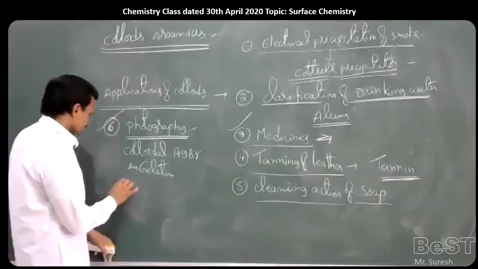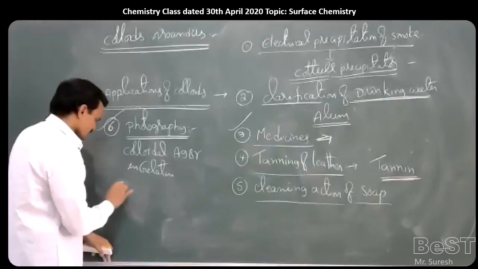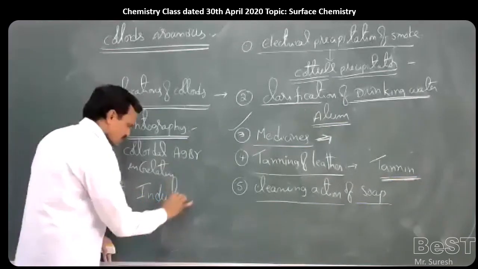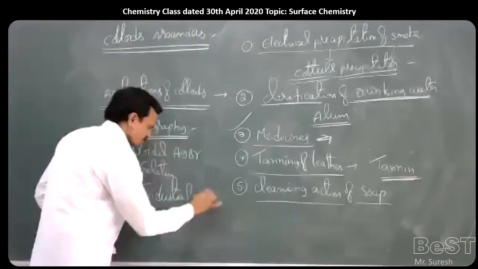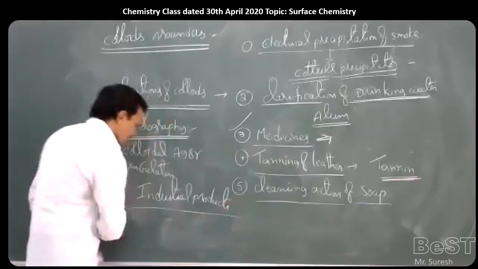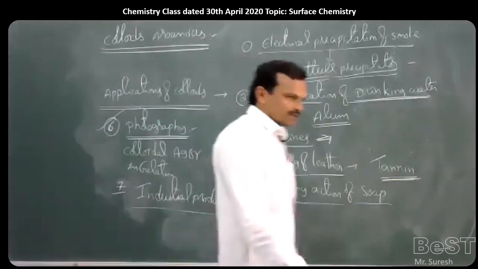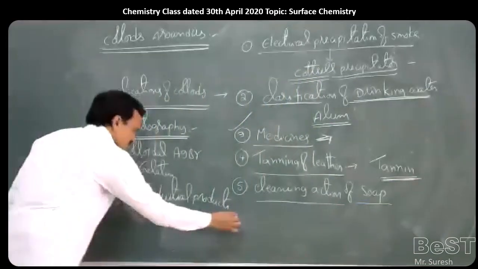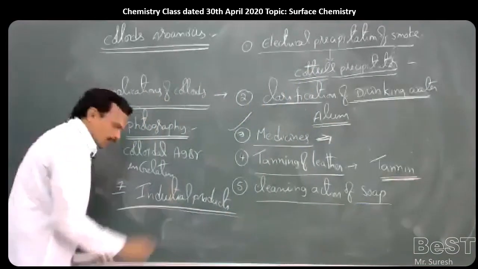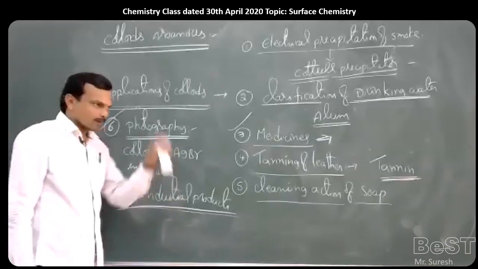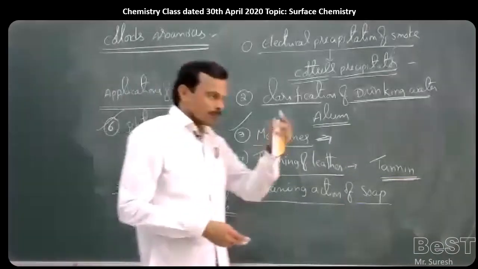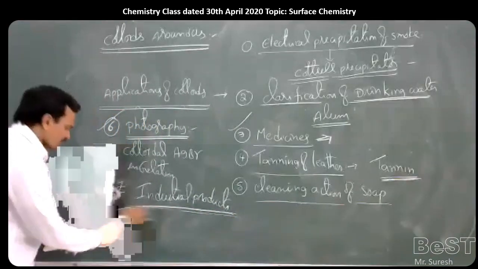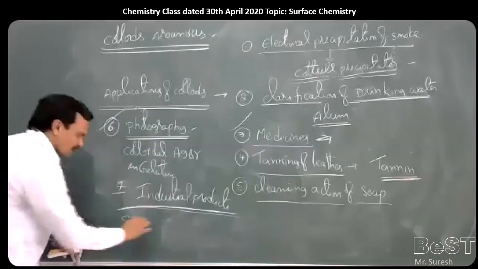And industrial products, as well as food products. Industrial products like rubber, synthetic rubber, paints, polymers. These are all nothing but colloidal solutions. And one more last application, rubber industry.